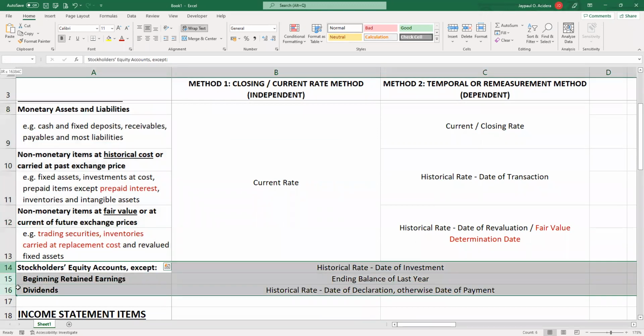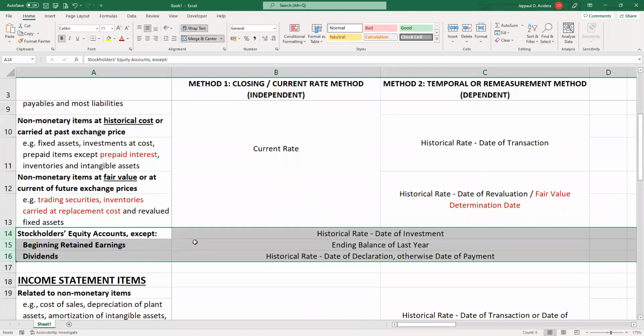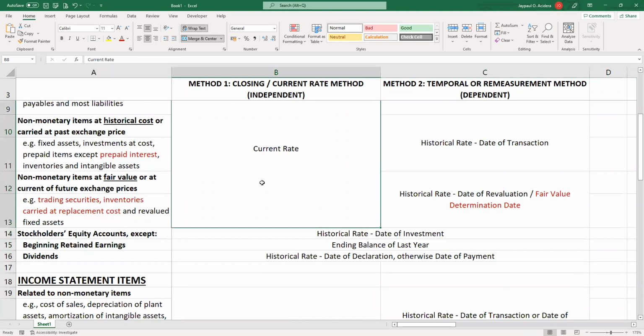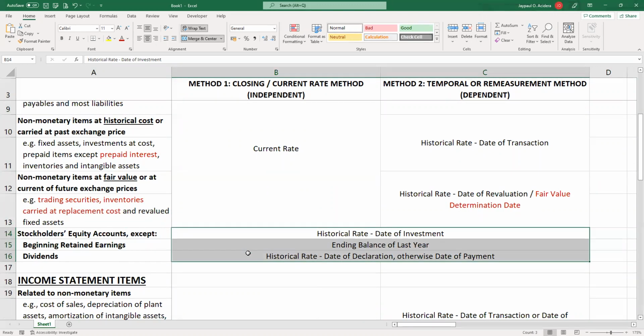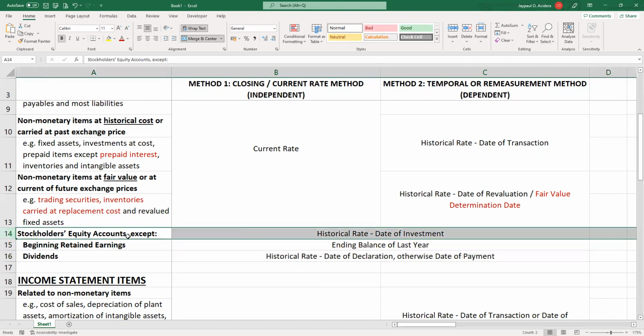Now for the equity accounts, okay, take note ha, equity accounts hindi current. No, baka puro current ang ilagay niyo dito sa method 1. So hindi siya current for the majority of the equity accounts.